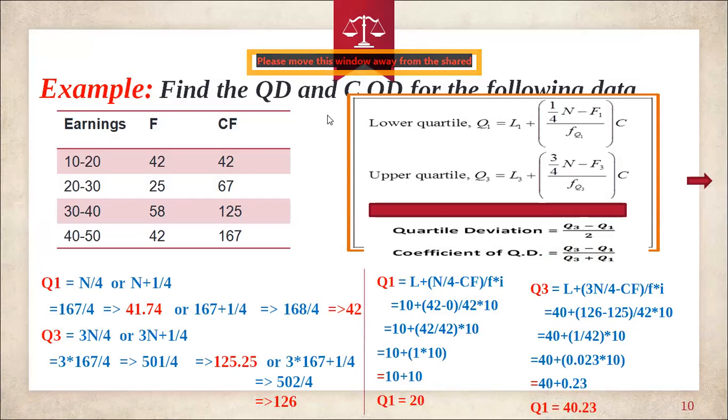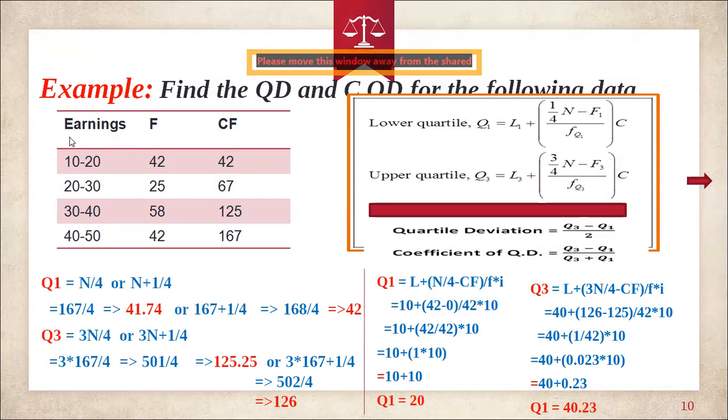For example, if the data is in a continuous series, what will happen? How can we calculate? That is a major thing. The question may not be asked in your examination, but you need to find out the quartile deviation when the data is in a continuous series also. They will ask: find out the quartile deviation and coefficient of quartile deviation for the following data. Simple, they will give the data of earnings and frequency.